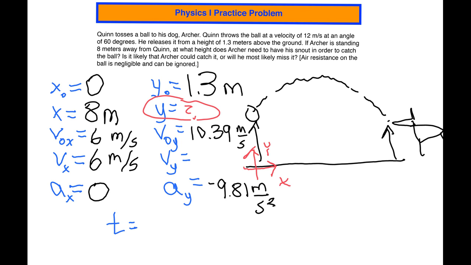This means that in the horizontal direction, the ball just keeps traveling at that same speed of 6 meters per second. In the y direction, though, we don't know this. This is not information that we know automatically. We also, as I said, do not know time. We now have enough that we can start working with things and trying to solve for the variable that we want, this final height.